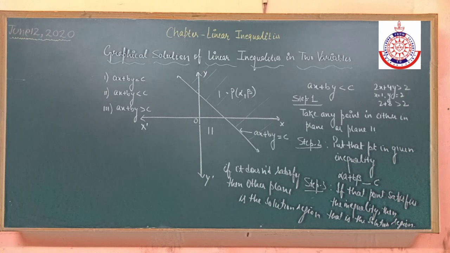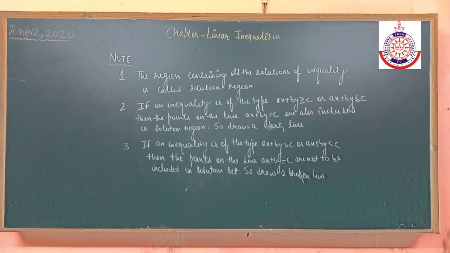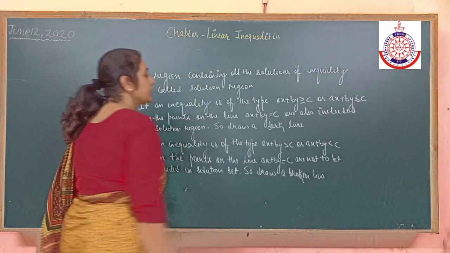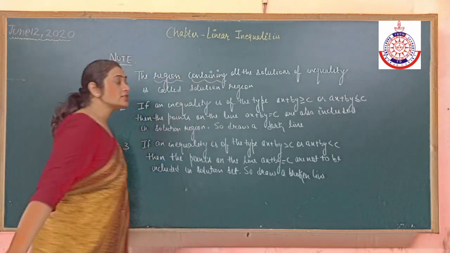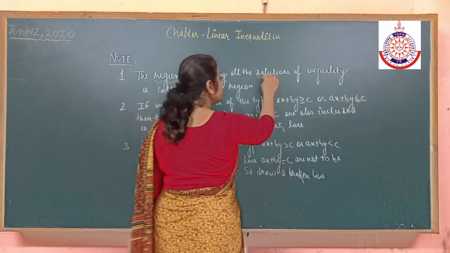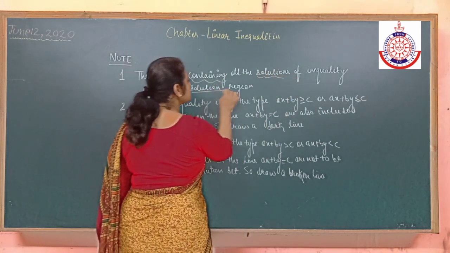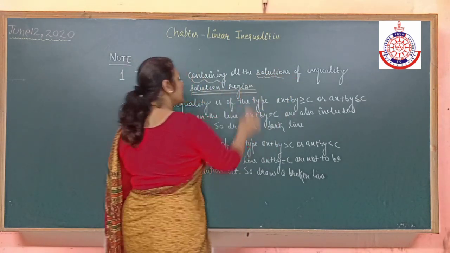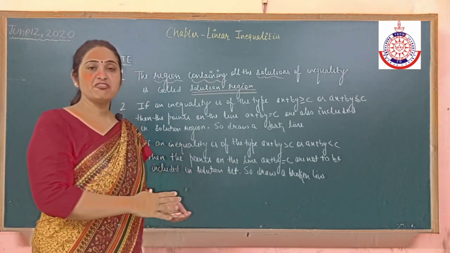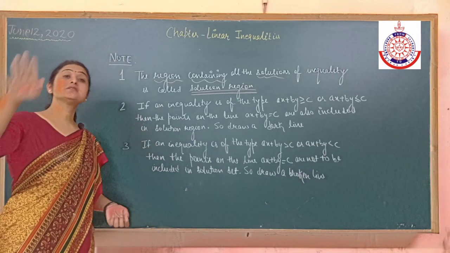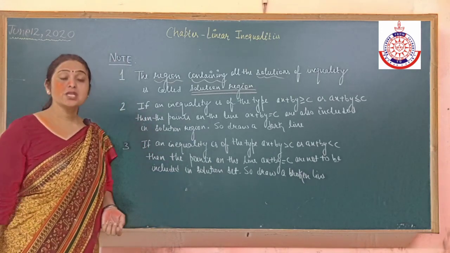Here it's not a set because we are representing it on the graph, so it is the solution region. A few things you need to keep in mind while plotting linear inequalities in two variables on the graph. The region containing all the solutions of the inequality is called the solution region, whether it is the upper half plane or the lower half plane.